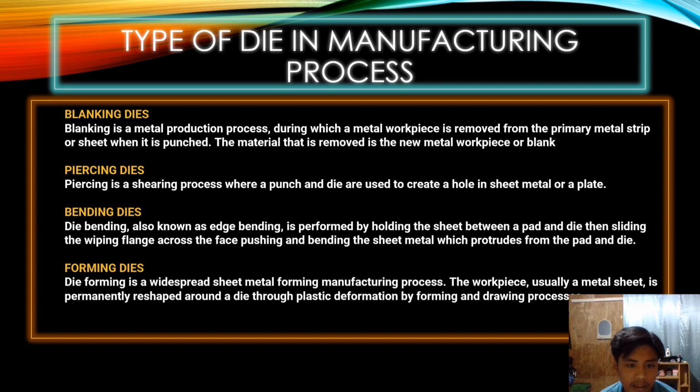Bending dies, also known as edge bending, is performed by holding the sheet between a pad and die, then sliding the wiping flange across the face, pushing and bending the sheet metal which protrudes from the pad and die. Forming die is a widespread sheet metal forming manufacturing process. The workpiece, usually a metal sheet, is permanently reshaped around a die through plastic deformation by forming and drawing processes.